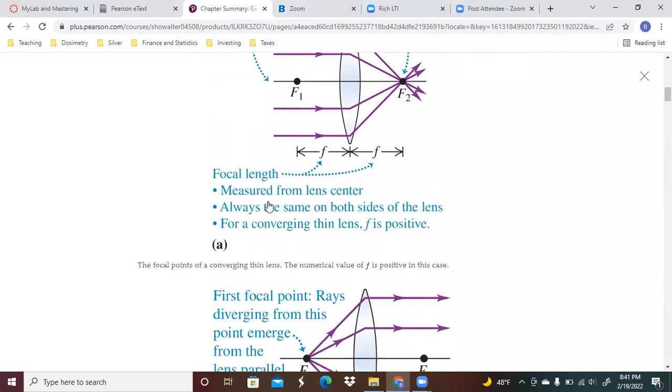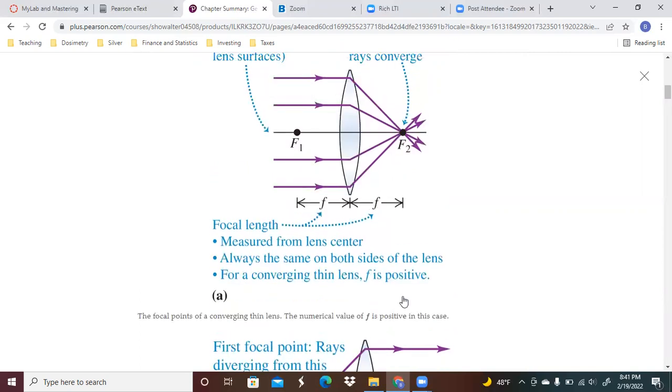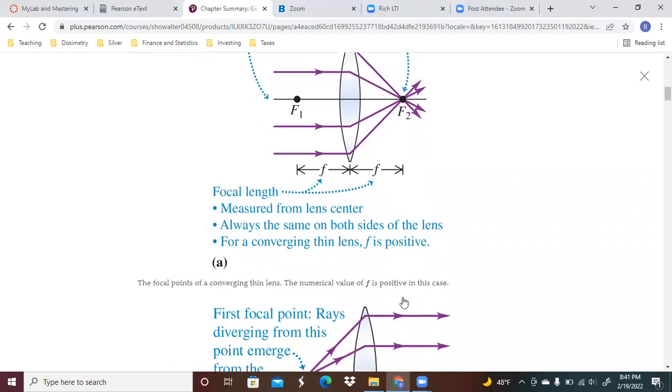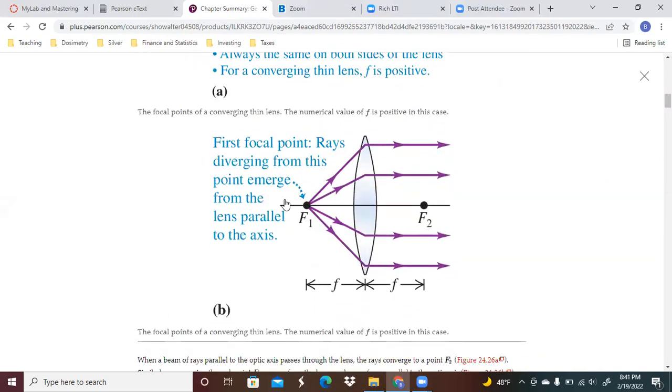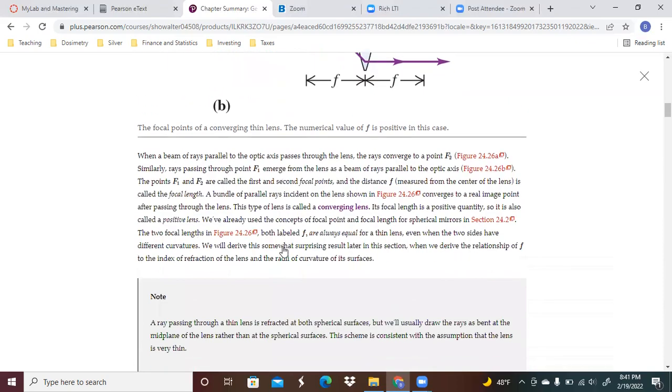The focal length is measured from the lens center. It's always the same on both sides of the lens. For a converging thin lens, f is considered to be positive. If we have light that is emitted from this particular point and goes through this lens, the rays can end up becoming parallel.